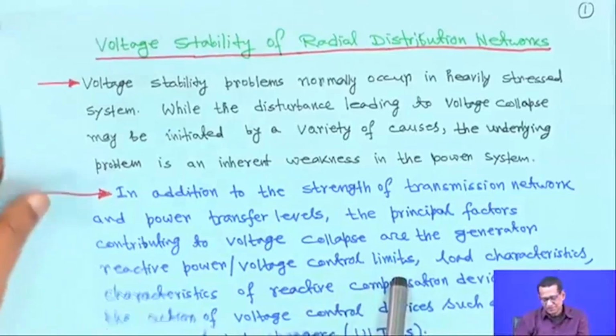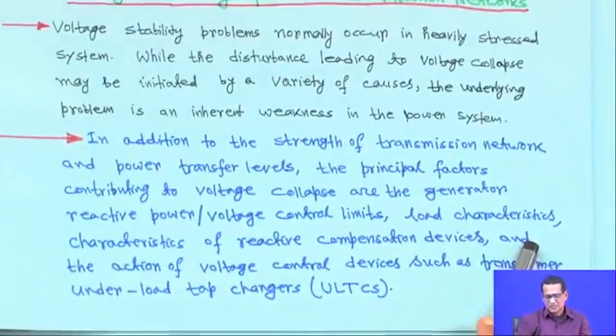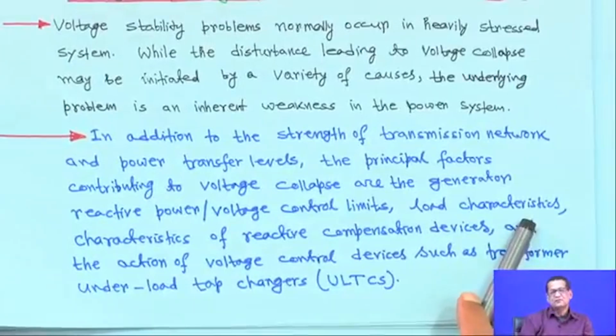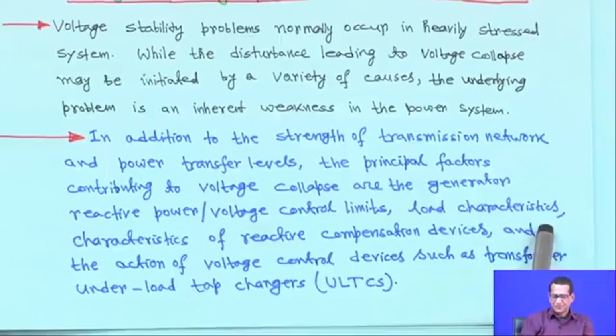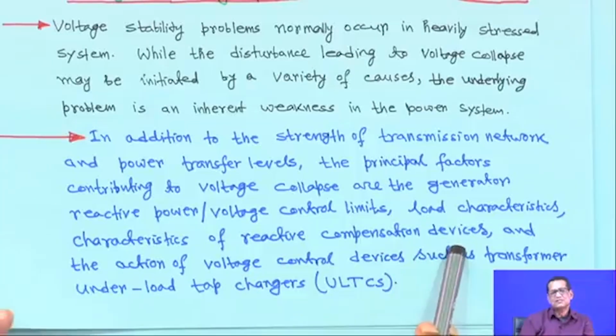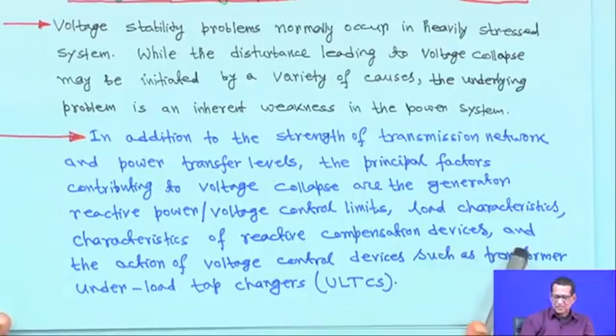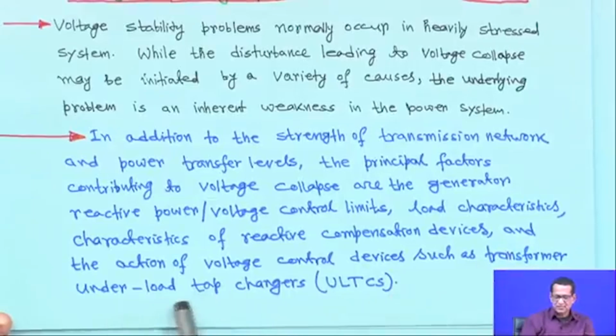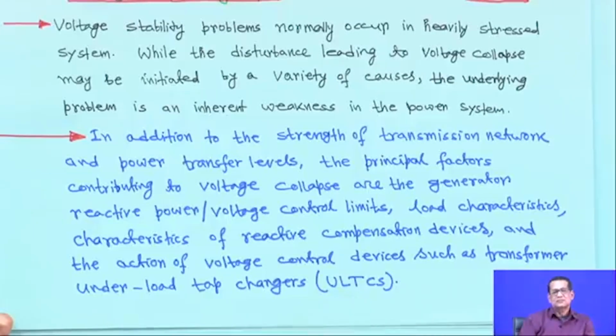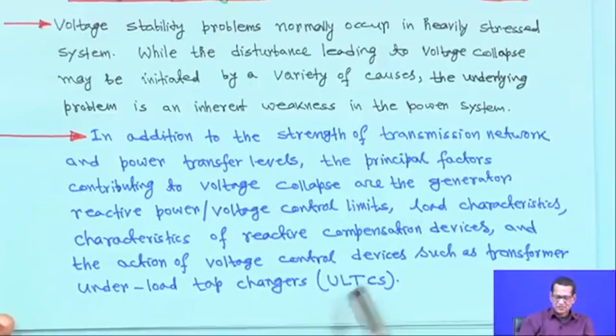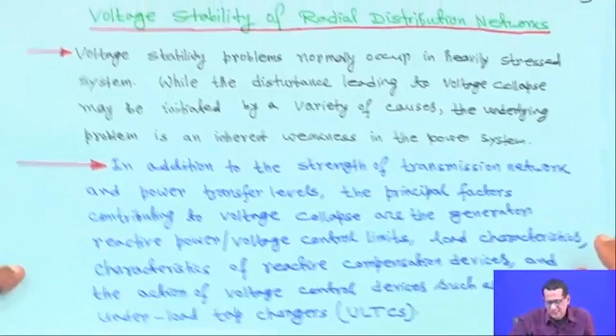These sometimes create problems. Then there are load characteristics. Of course, in whatever load flow we have studied, we have treated the load as constant power, but loads have different characteristics. Then there are the characteristics of reactive power compensation devices, including FACTS devices, and the action of voltage control devices such as under load tap changers. Suppose voltage is going down, you have to change the tap of the transformer so that voltage can be raised to a certain level. So, there are many factors associated with the voltage stability of the network.